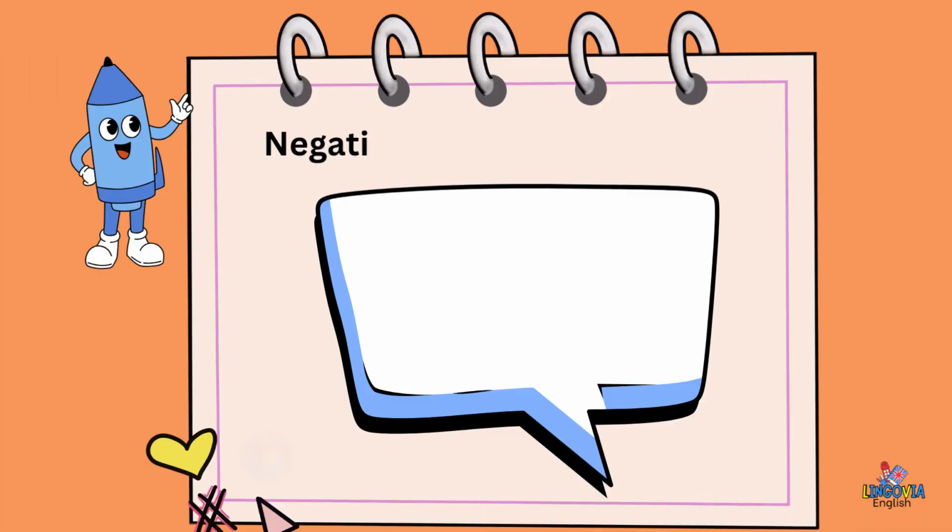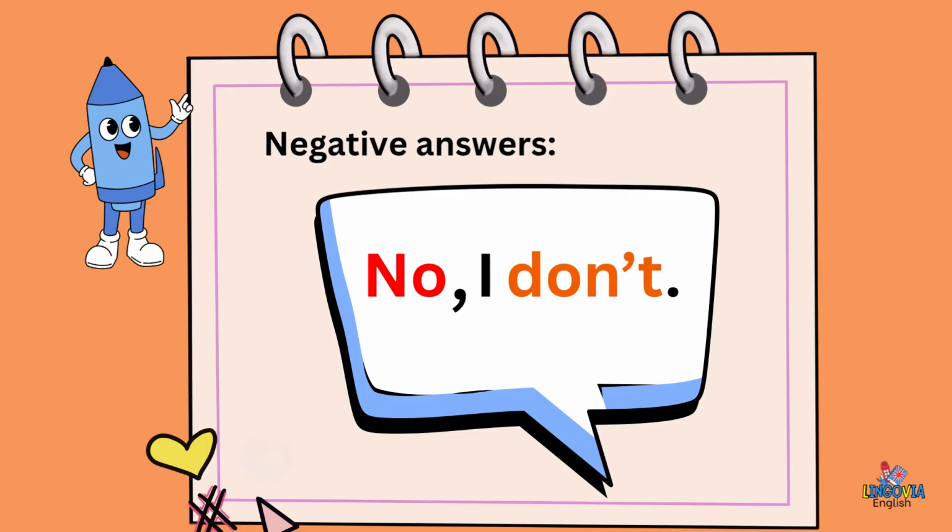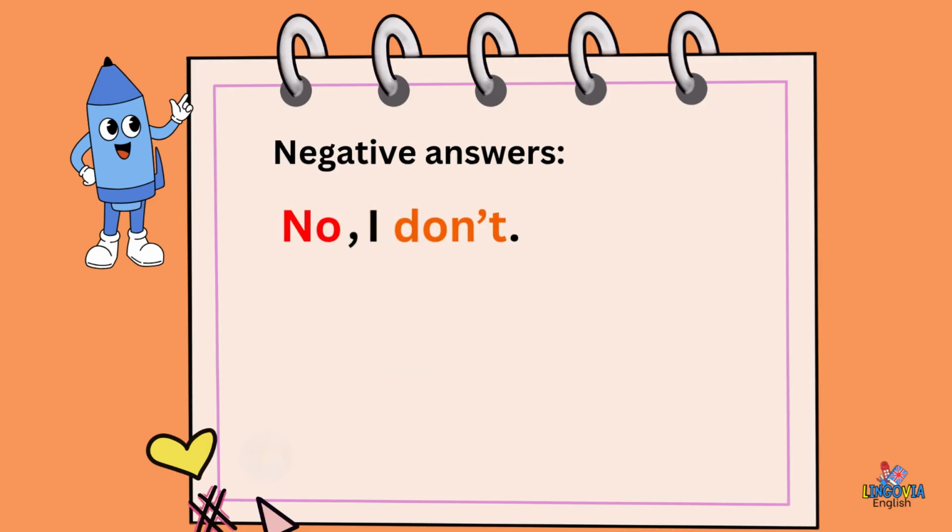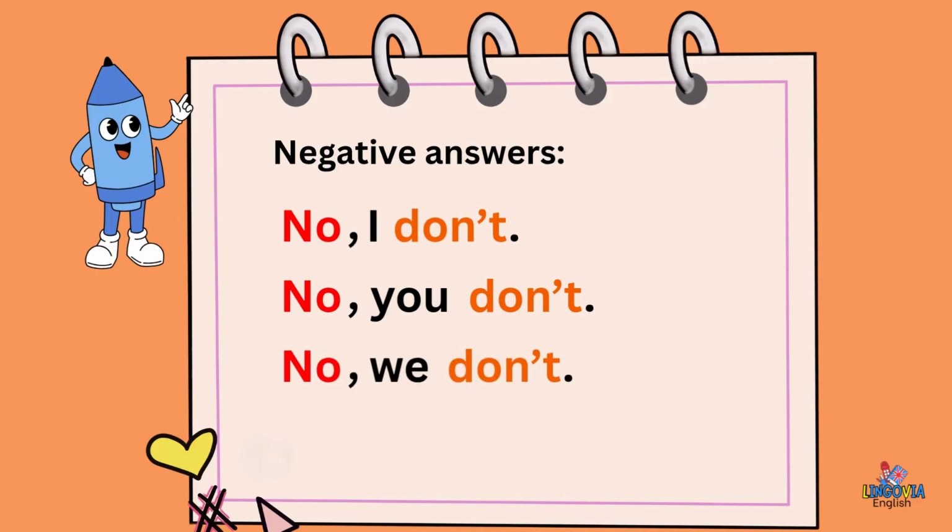When the answer is negative, we say no. Then we add a comma, the subject pronoun, and don't. No, I don't. No, you don't. No, we don't. No, they don't. We use don't with all these subject pronouns.